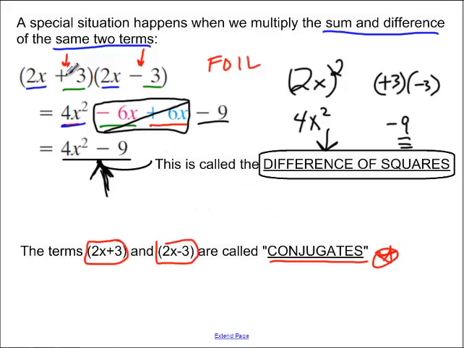Now, is it important that here's a plus sign here and a minus sign here? Would it be the same thing if we had a minus sign here and a plus sign here? Well, it would be the same.